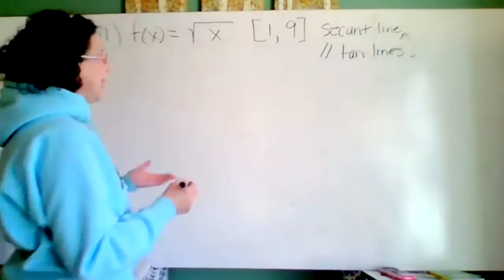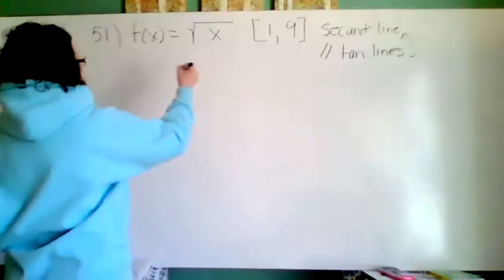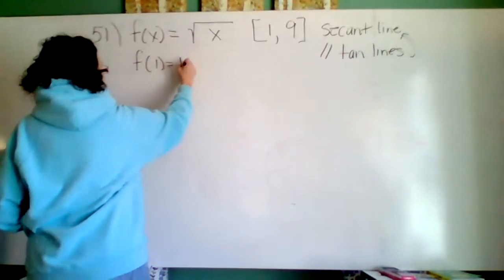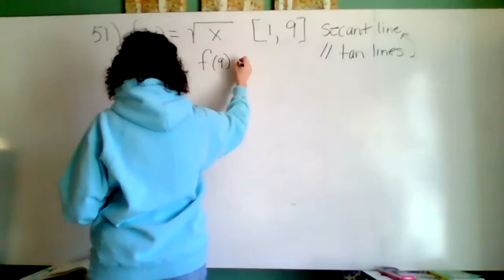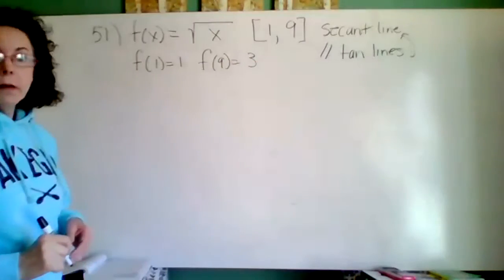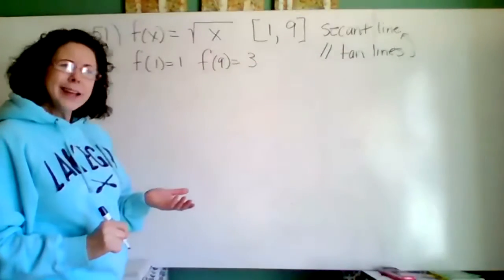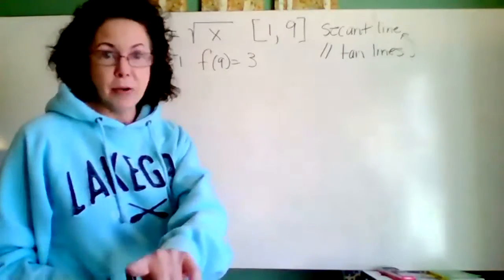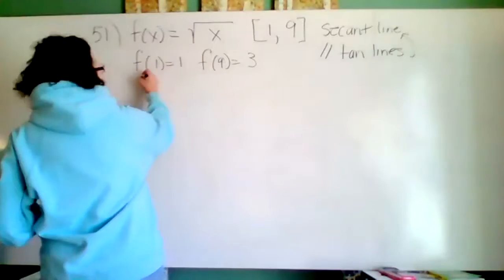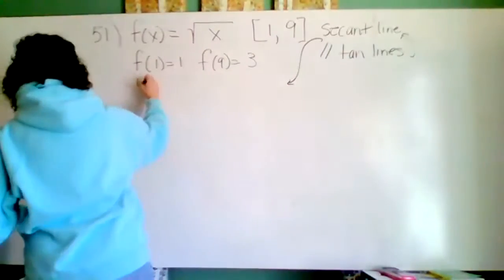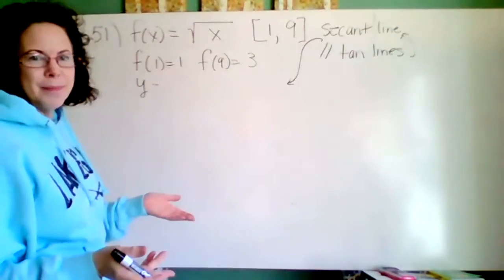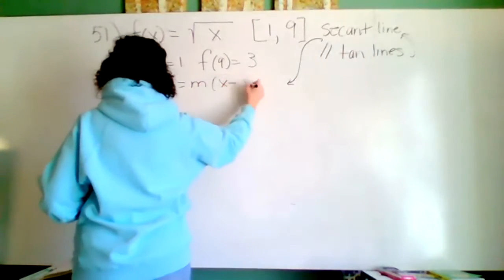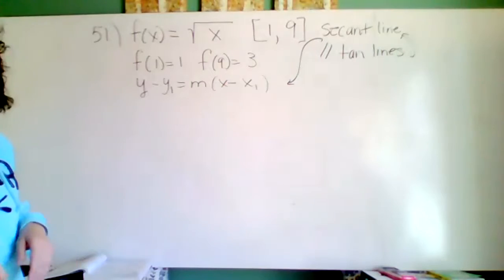So first of all, I need 2 points that are on that secant line, and plus we're going to need this anyway. So f of 1 would be 1, and f of 9 would be 3. Okay, so I think I'll use the point slope formula for the secant line. This is what I'm working on right now, because I don't see that I have a y-intercept. So I'm going to do y minus y1 equals m times x minus x1. This is going to be my secant line.